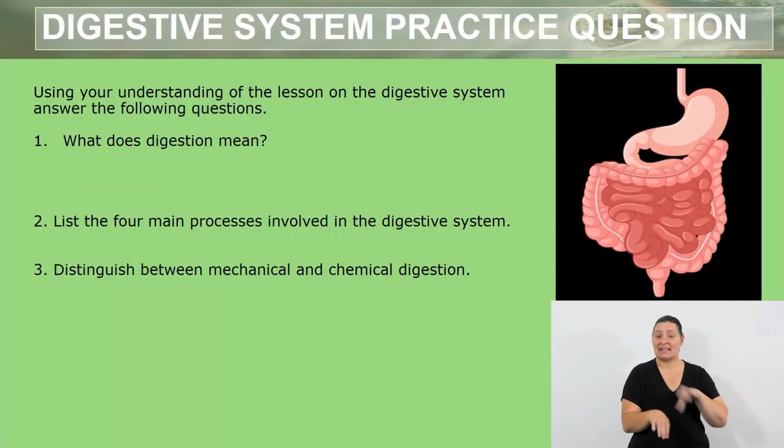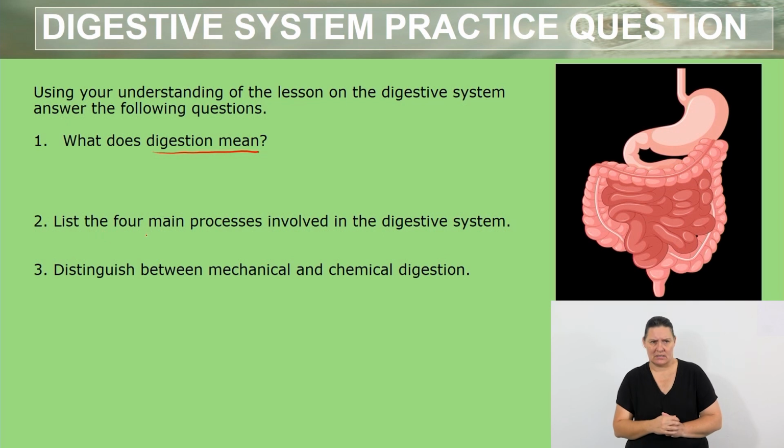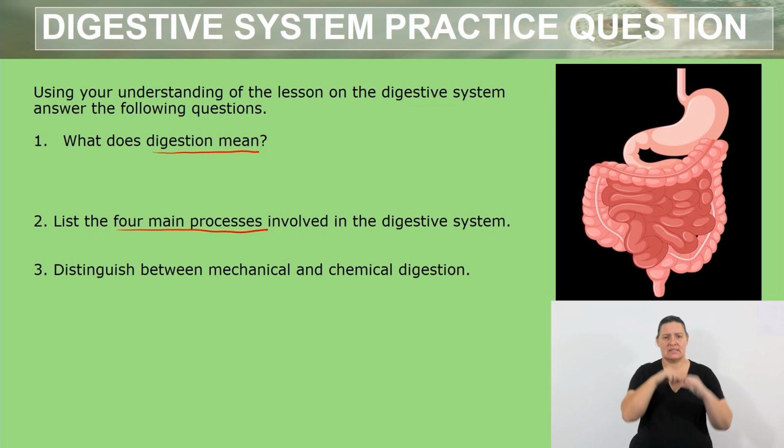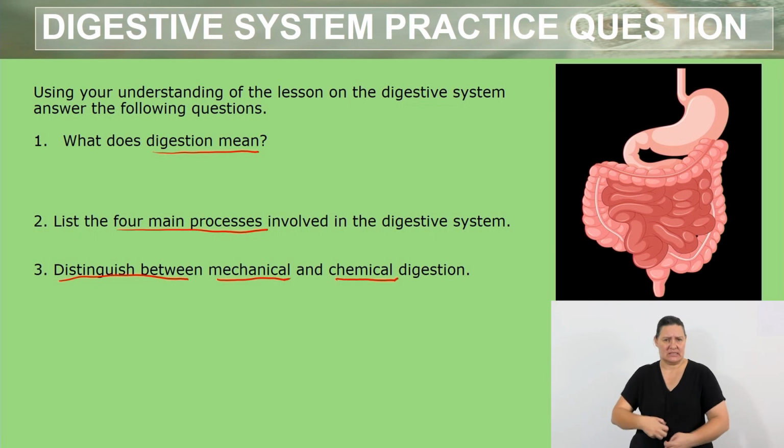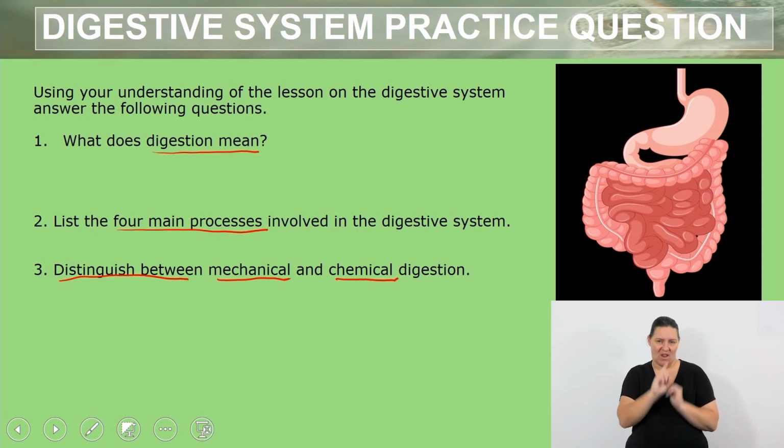For the last activity, our instruction says, using your understanding of the lesson on digestive system, answer the following questions. Our first question says, what does digestion mean? List 4 main processes involved in the digestive system. That's our second question. And our third question says, distinguish between mechanical and chemical digestion. So those are the questions that we are required to answer for this last activity.